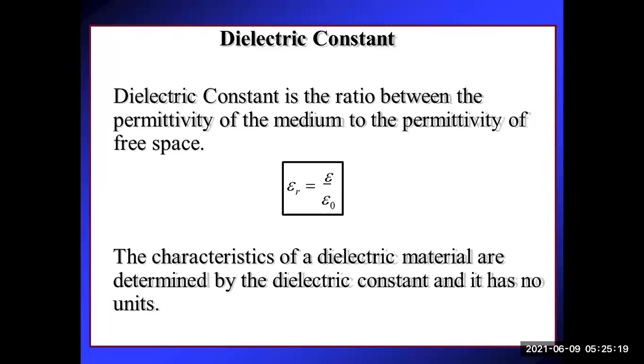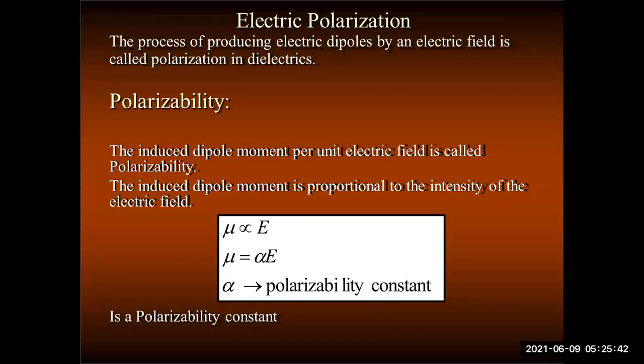Now, in order to understand the characteristics of the dielectric material, we need to understand some important parameters. The first important parameter is the dielectric constant, given by epsilon r = epsilon / epsilon naught, that is, the ratio of the permittivity of the medium to the permittivity of free space. Then, what is electric polarization? The production of electric dipoles in the presence of an electric field is called polarization in dielectrics. In simple language, the separation between the charges is also a correct definition of electric polarization.